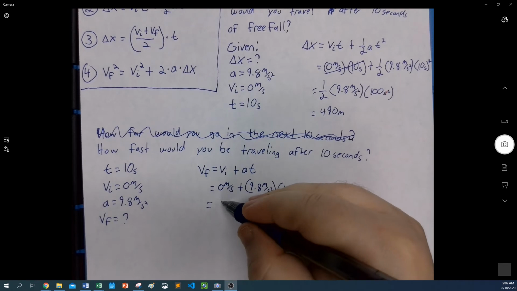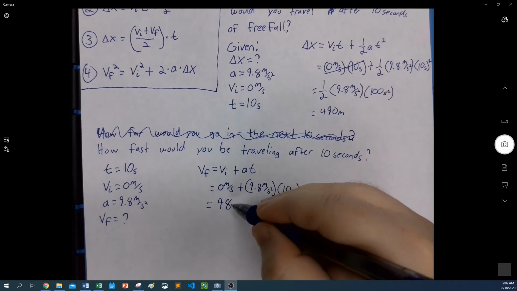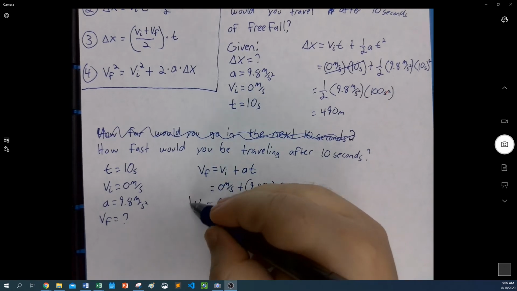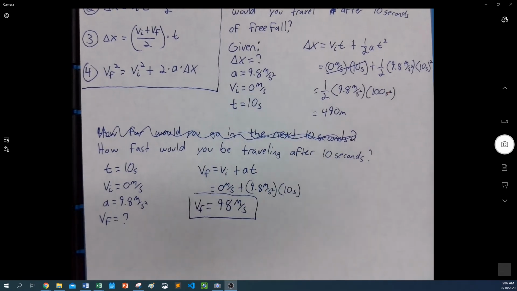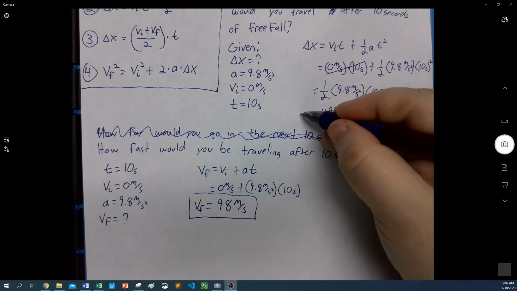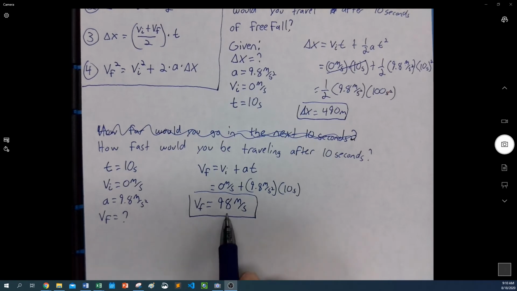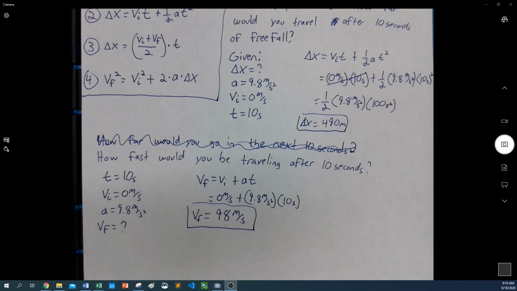So we would be moving at 98 meters per second. So after 10 seconds, you will travel a distance of 490 meters, and you will be moving at 98 meters per second. So almost 100 of these, so take 100 meter sticks, laying them out, that's how fast you'll be moving every second. 100 meter sticks every second about. That's very fast.